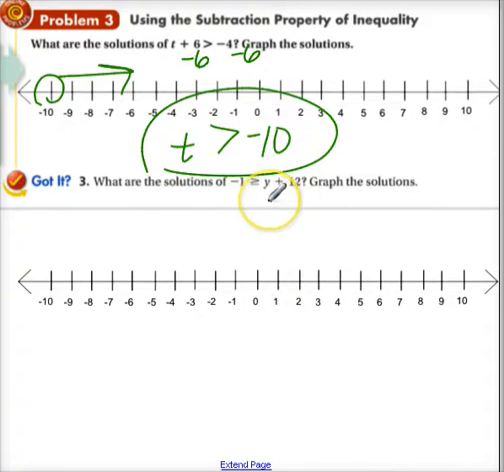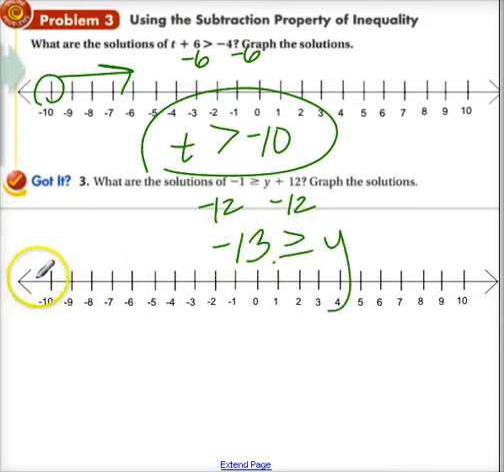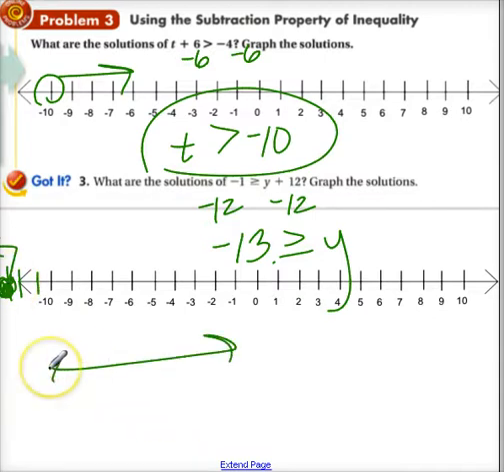My second example, subtract 12 from both sides. My pen froze. There we go. Negative 13 is greater than or equal to y. So I'm going to shade. Oh, this one doesn't have negative 13, so here it is. Close circle on negative 13. Y is less than, so my arrow would actually point that way. Negative 13, close circle, arrow that way.